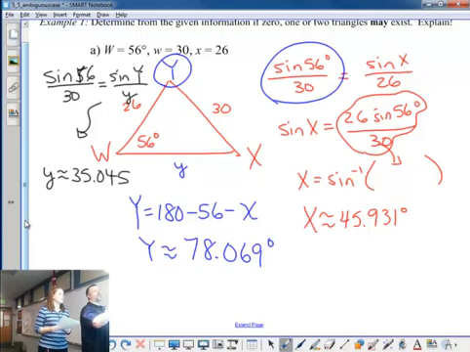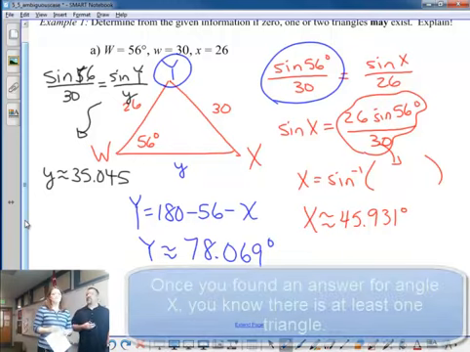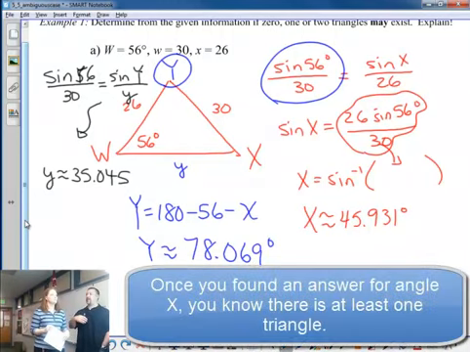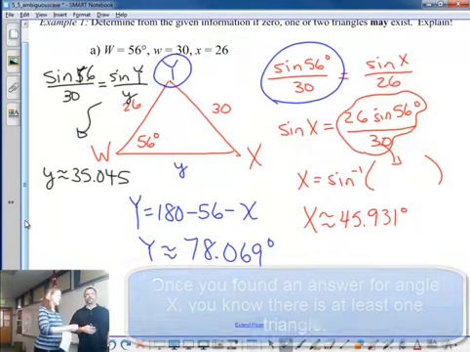Now, the question did not ask you to actually solve this triangle. It said how many are there. Well, obviously there's one. So we did this to show that there was one triangle and we have now found it. But is there another one?